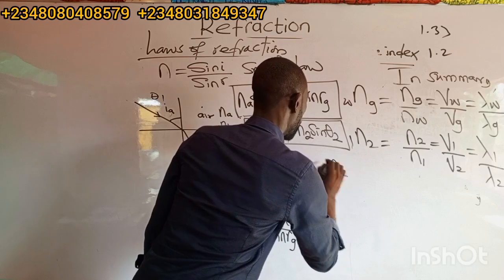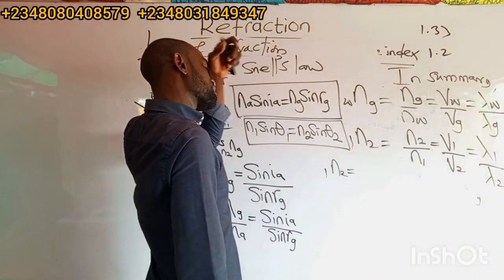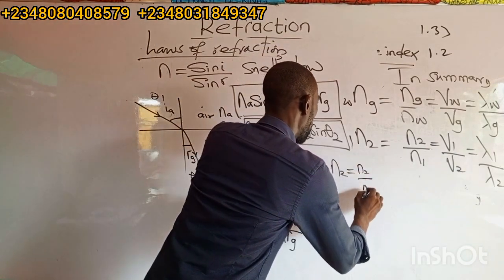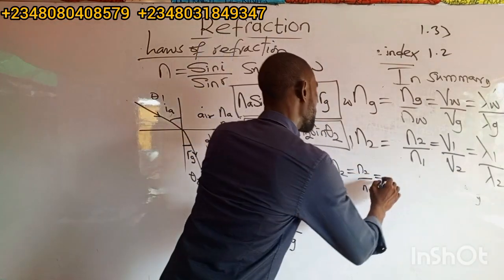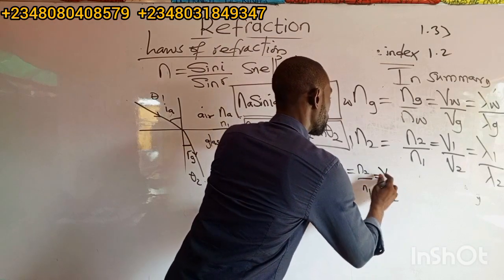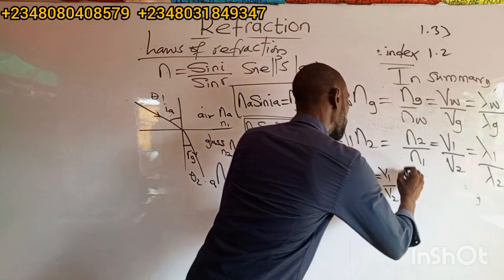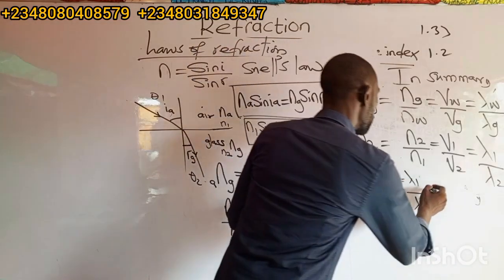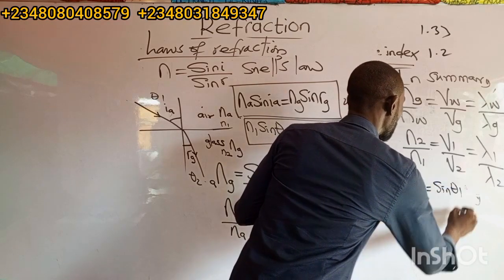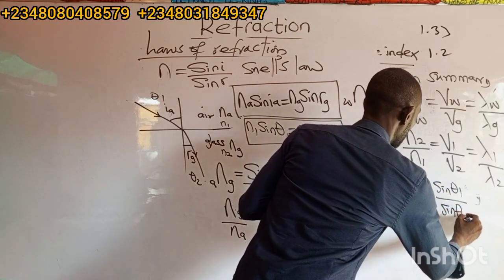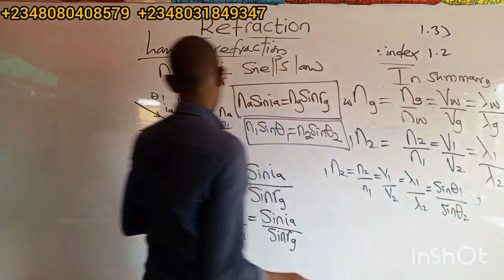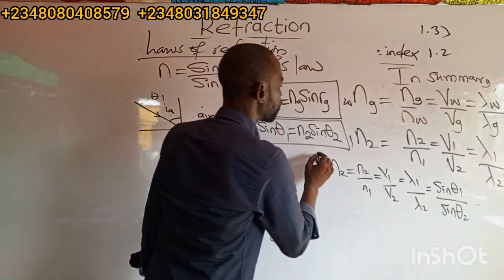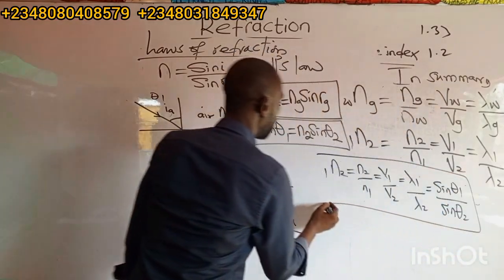So N21, in terms of refractive indices, absolute refractive index, we have N2 over N1. In terms of speed, it will be speed 1 over speed 2. In terms of wavelength, it will be wavelength 1 over wavelength 2. In terms of Snell's law, it will be sine theta 1 all over sine theta 2, where theta 1 is the angle of incidence and theta 2 is the angle of refraction. So this is the complete version of refractive index.